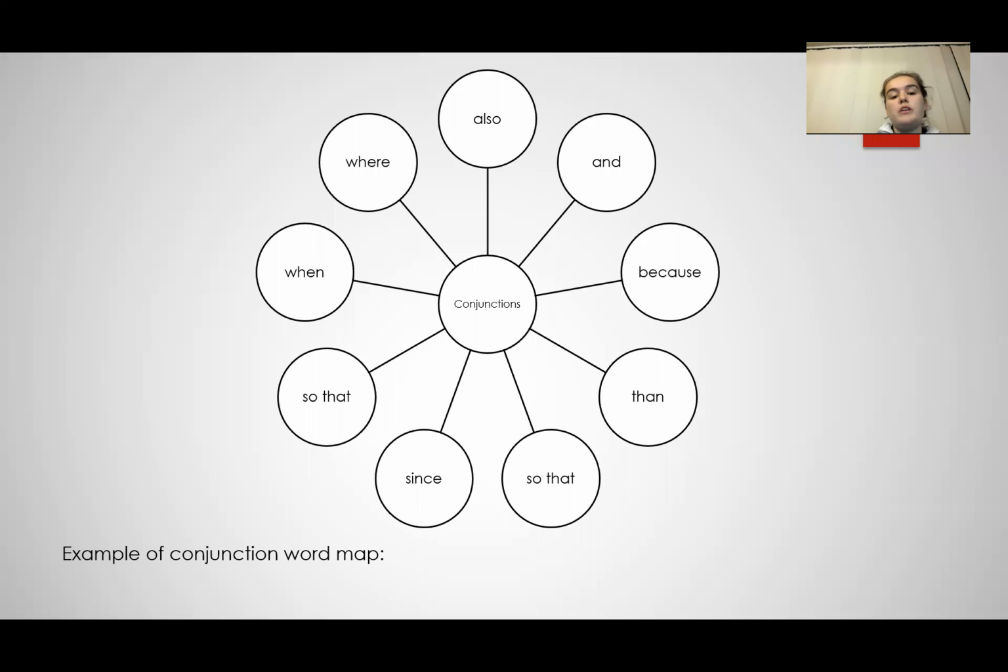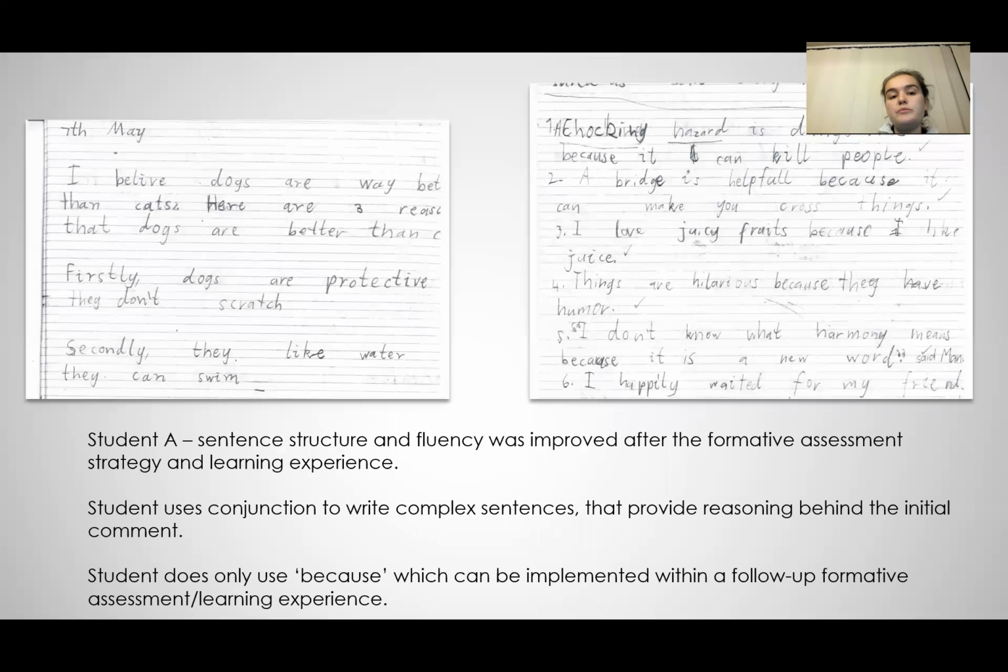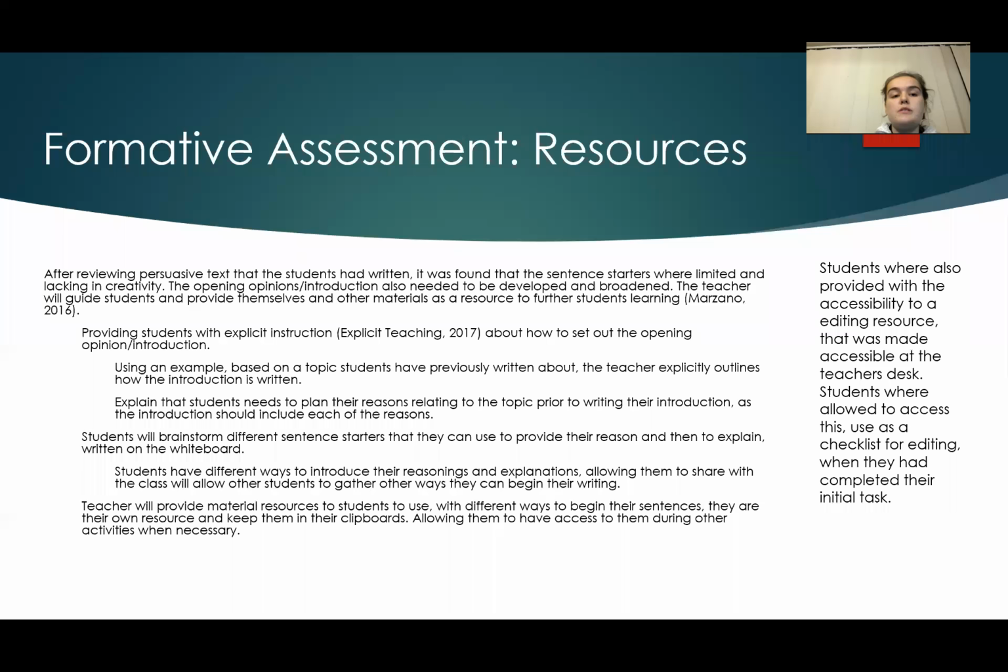This is just a mock-up of a conjunction word map that we did on the board. This is an example of a student's improvement after that formative assessment. So that was their initial sentence on the dogs, and then that's their complex sentences afterwards.